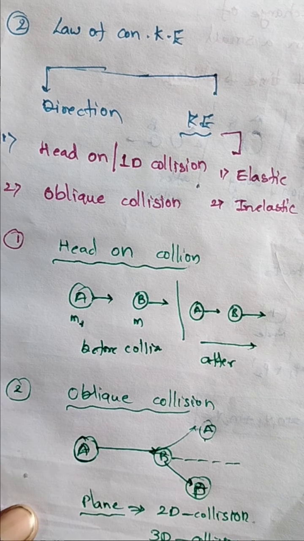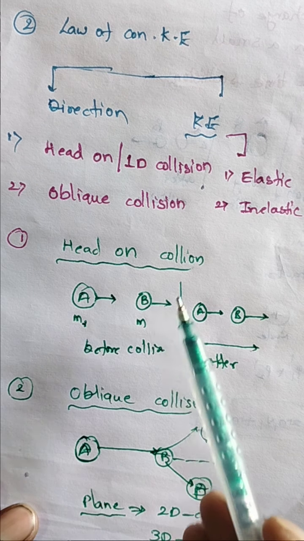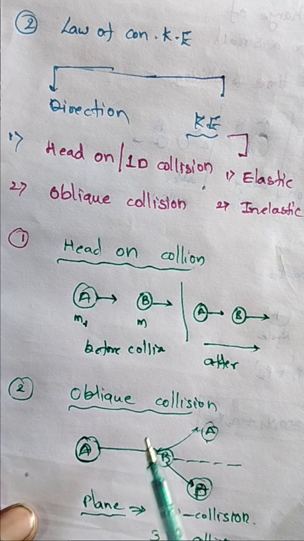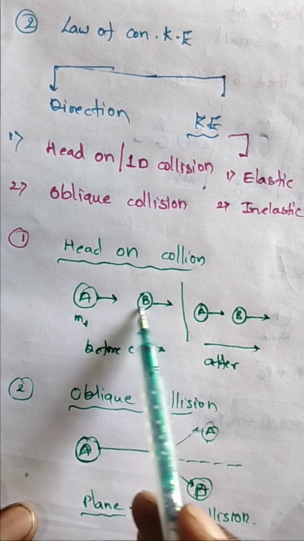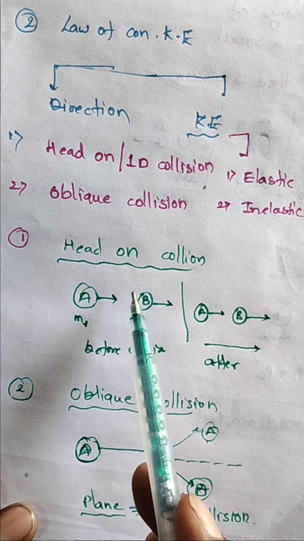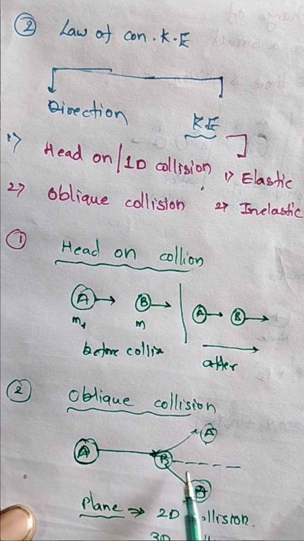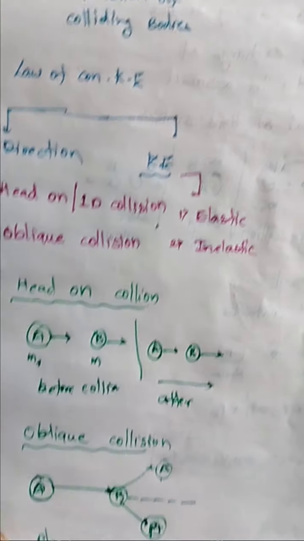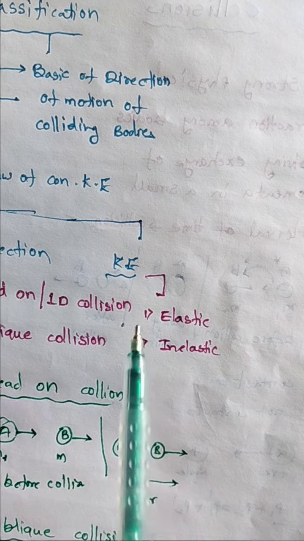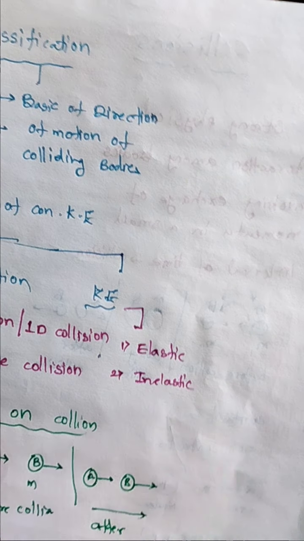So this depends only on the direction. How many types? One is head-on collision, another is oblique collision. If both move in the same straight line, it is called head-on or one-dimensional collision. If they move in different directions, it is called oblique collision. And next, depending on kinetic energy, how many types? One is elastic and the other is inelastic.